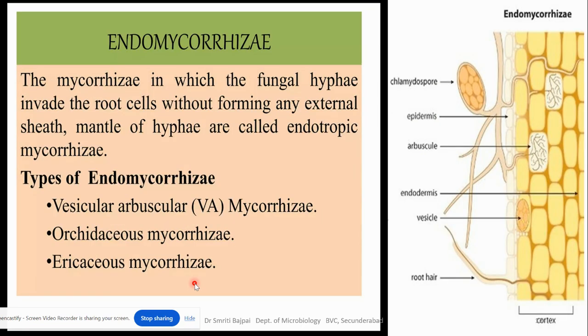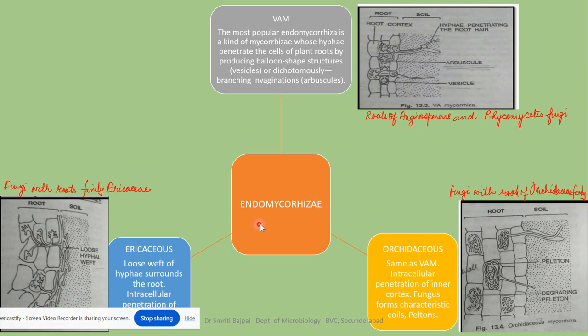Coming to the endomycorrhiza, as the name indicates, the hyphae invade the root cells, and there is no mantle formation; they just enter inside the root cells. Endomycorrhiza are of three types: vesicular arbuscular, orchidaceous, and ericaceous. Orchidaceous and ericaceous are named after the plant families on which these fungal hyphae are formed. Now we will see it in detail. First is the vesicular arbuscular mycorrhiza, where arbuscules are formed. These are the most popular endomycorrhiza.